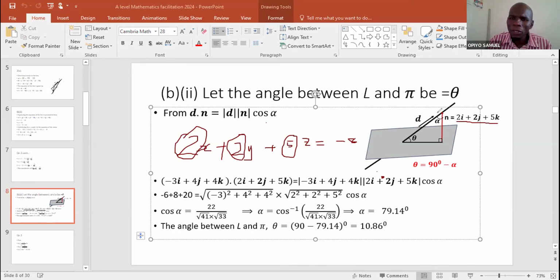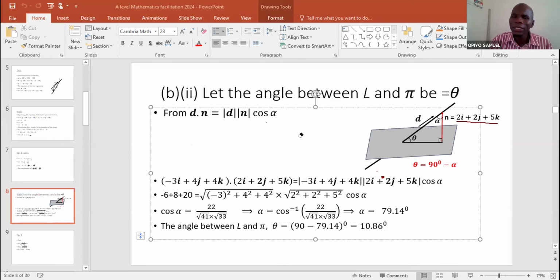So if the angle between the plane and the line is theta, then we can get theta from the relationship theta equals 90 degrees minus alpha, where alpha is the angle between the normal vector to the plane and the directional vector to the line. So that is how we can determine the angle between two vectors using the definition of dot product.